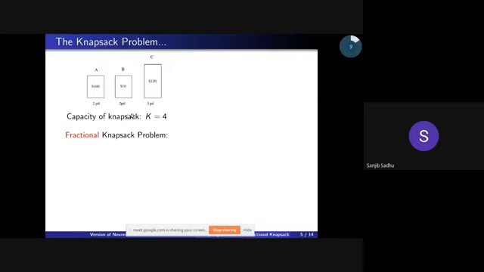So for the knapsack there are two versions. If you can take a fraction of the objects, say I told you half, or say one third of the object, that is called fractional knapsack. And another problem is the 0-1 knapsack problem that we will study later. So in fractional knapsack we can take a fraction of an item.